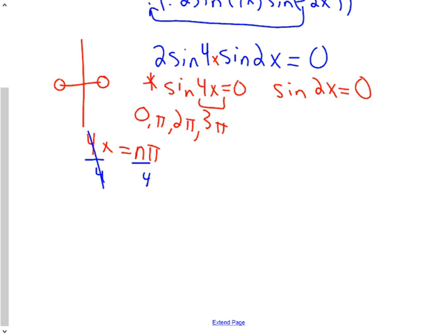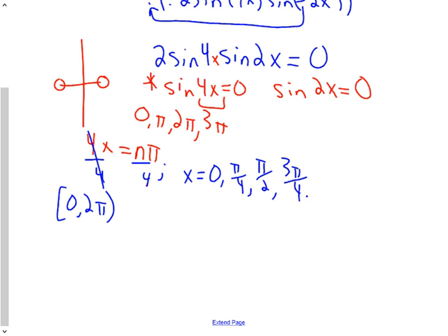The question also said we want answers between 0 and 2 pi, but not including 2 pi. So my pi fourth answers are 0, pi fourth, 2 fourth is pi half, 3 pi fourth, 4 fourth is pi, 5 pi fourth, 6 pi fourth is 3 pi half, and 7 pi fourth. 8 pi fourth would equal 2 pi, which, with the open bracket, means not included. So this is my final answer.